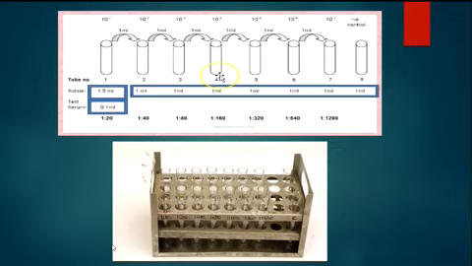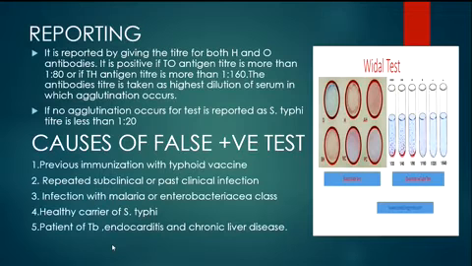And the titer, as you can see here, the agglutination is occurring in all of the 4 tubes, with dilutions 1:20, 1:40, 1:80 and 1:160. We can see the highest agglutination in this tube, so this is supposed to be the titer. Now how do we report these tests? It is reported by giving the titer for both H antigen and O antigen antibodies.